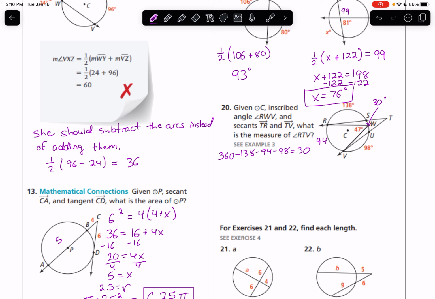Since we have a secant angle we're finding, whose vertex is outside the circle, we've got to do 1/2 the difference of the arcs. So 1/2 of 94 minus 30. This gives us 1/2 of 64, which gives us a 32 degree angle.